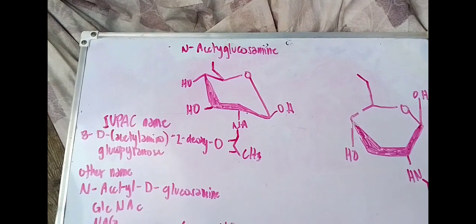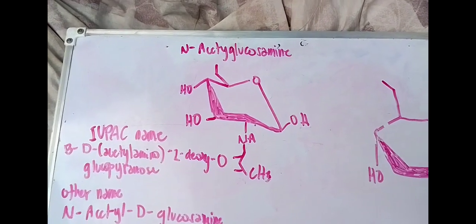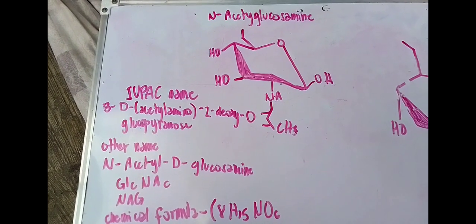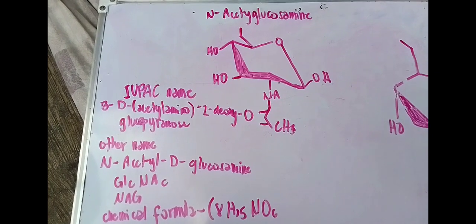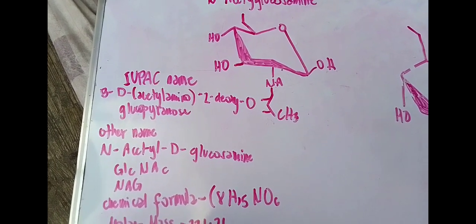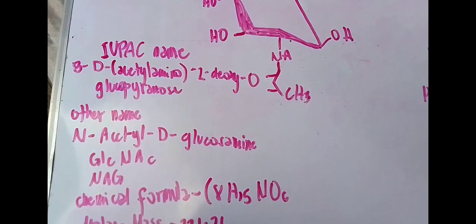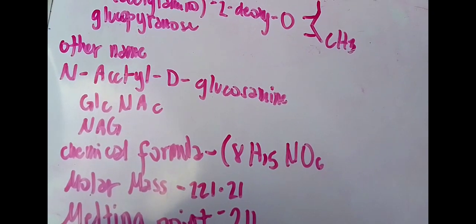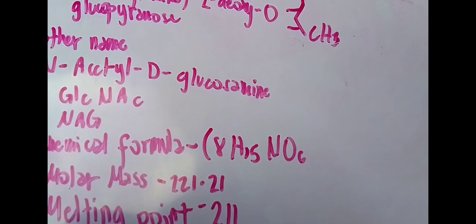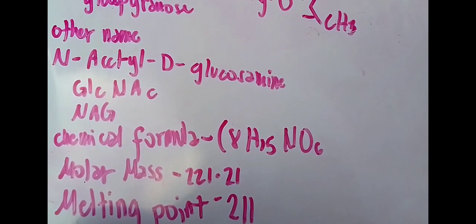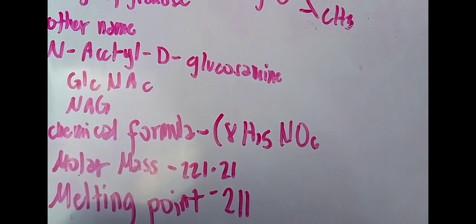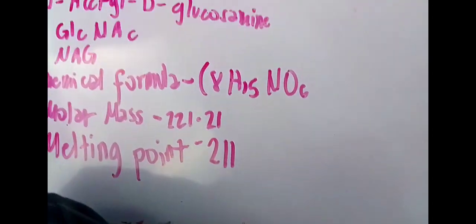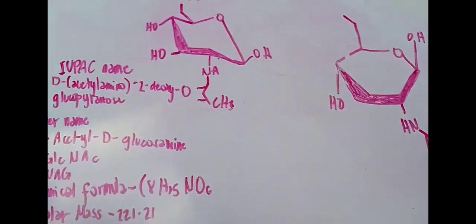And this is the structure of N-acetylglucosamine. The IUPAC name β-D-N-acetylamino-2-deoxyglucopyranose. Other name N-acetyl-D-glucosamine, GlcNAc, NAG. Chemical formula C8H15NO6. Molar mass 221.21. Melting point 211.